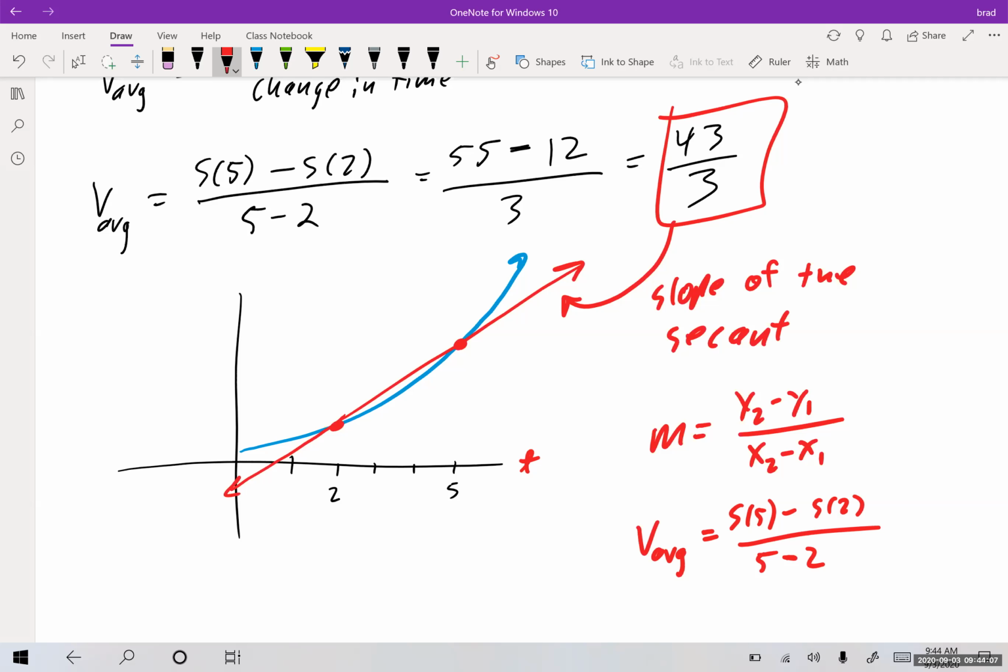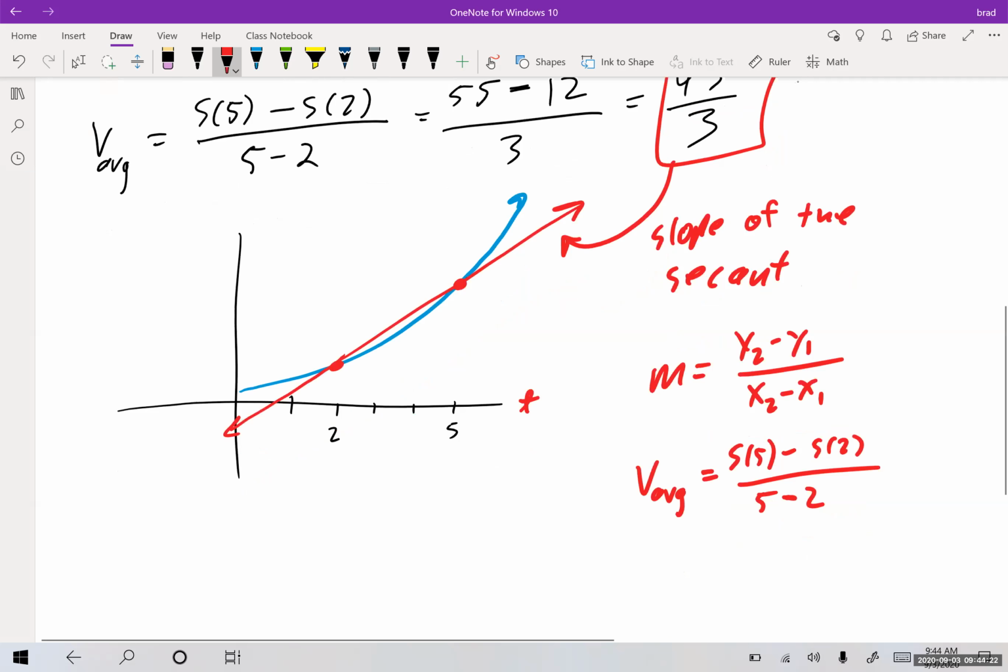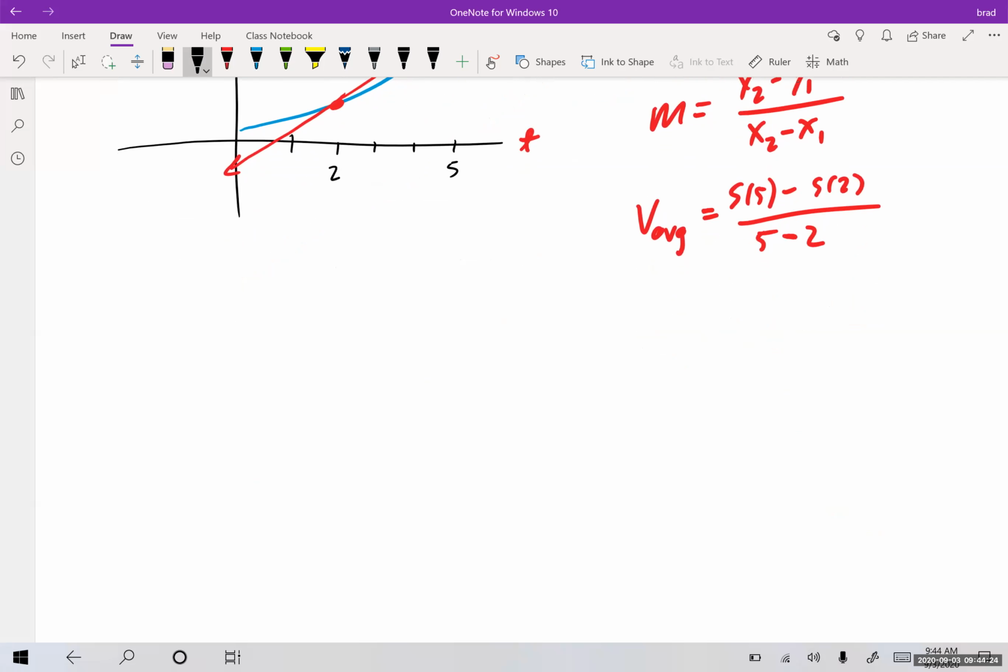So your old school formula that you learned for slope all those years ago is still coming back in Calc 1. And what'll make it graduate from pre-calc or algebra to calculus is when we start talking about instantaneous rate of change, or the slope of the tangent line. So that's what's actually happening there, okay?